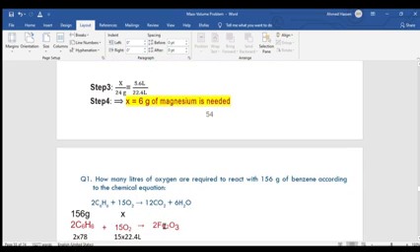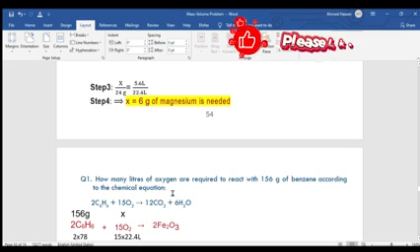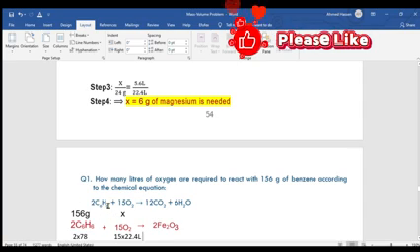Question number 1. How many liters of oxygen are required to react with 156 grams of benzene according to the chemical equation below? Benzene burns with oxygen, giving carbon dioxide and water vapor. Therefore, write 156 above the given substance benzene and x above the required substance oxygen.